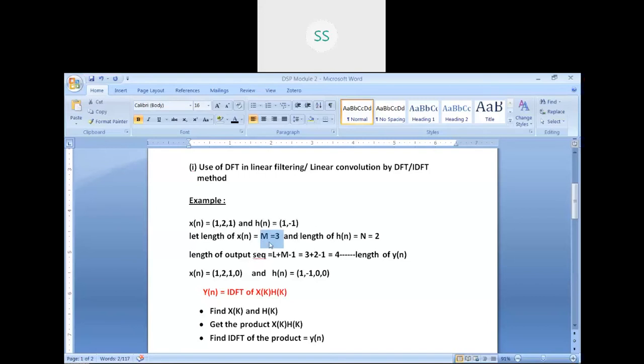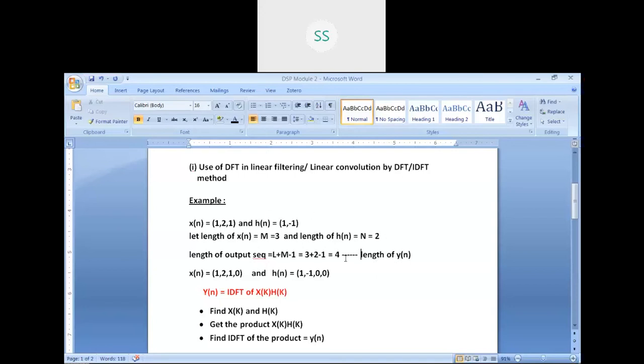Before doing any other operation, first I will calculate the length of the convolution. L plus M minus 1, as usual, gives 3 plus 2 minus 1, which is 4. This 4 is the number of samples present in the output sequence y of n, the output of the filtering operation. The input to the filter is x of n and the filter impulse response is h of n.